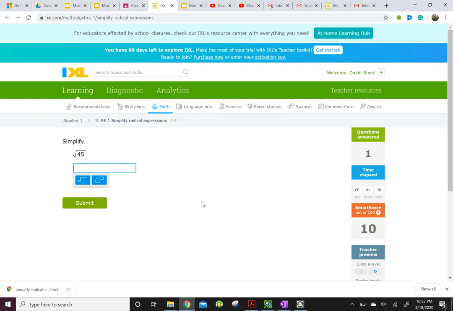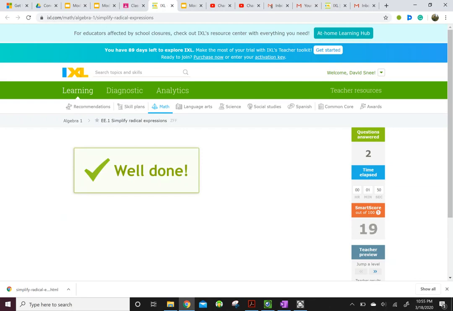Awesome. Now it says simplify the square root of 45. I know that 45 is divisible by 9, and 9 is a perfect square. 9 times 5 is 45, so 3 root 5 is going to be my solution, I think. Let's see what we get here.